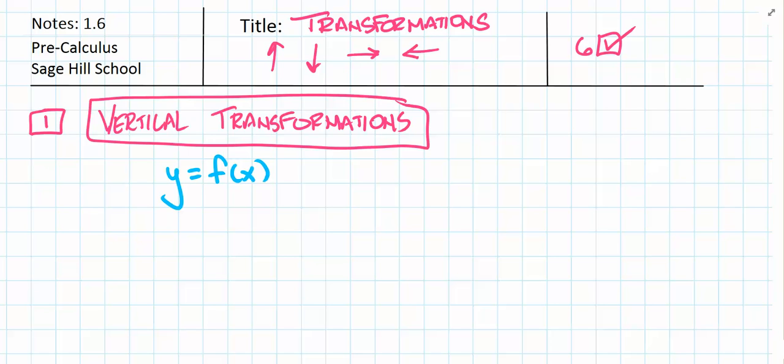So we're going to begin with vertical transformations. When you see the word vertical, which direction do you think of? Up and down, right? Vertical is up and down. So we're going to talk about up and down transformations first.